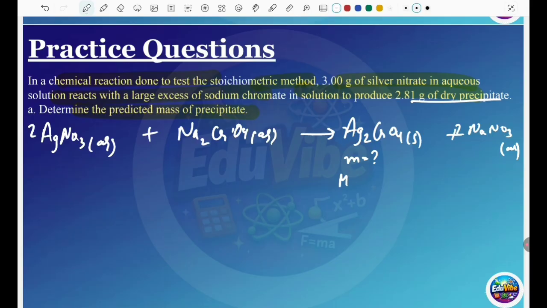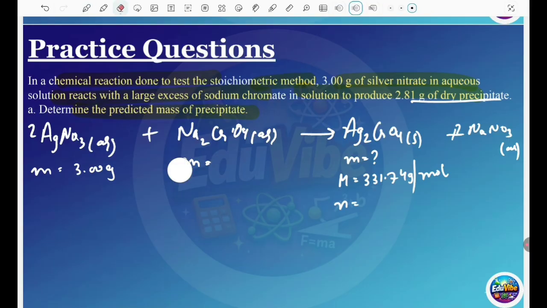So the molar mass for Ag2CrO4 is 331.74 grams per mole. You can see it from your formula sheet. You have to find the moles first to find the mass. Then you do not have enough information. You have the mass for AgNO3, which is 3.00 grams. You have the mass for this too, which is, wait, you don't actually have the mass for this, right?